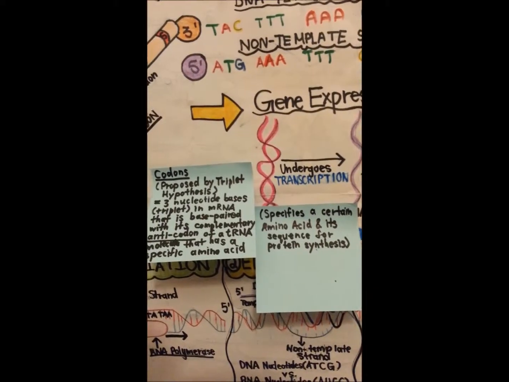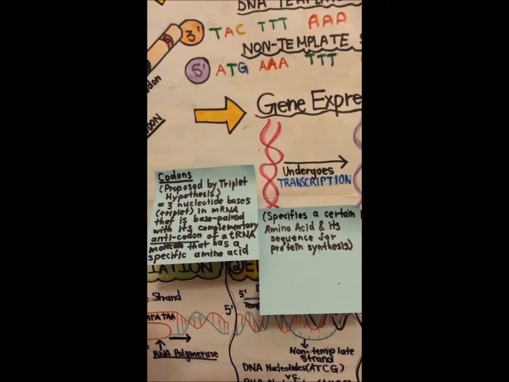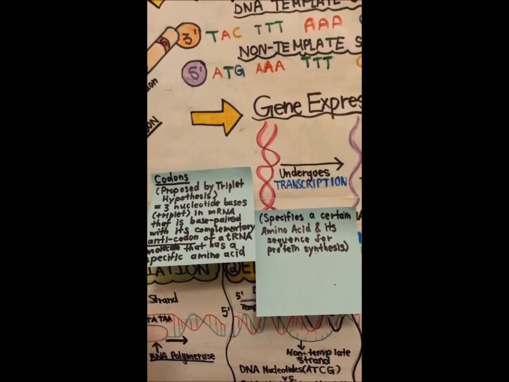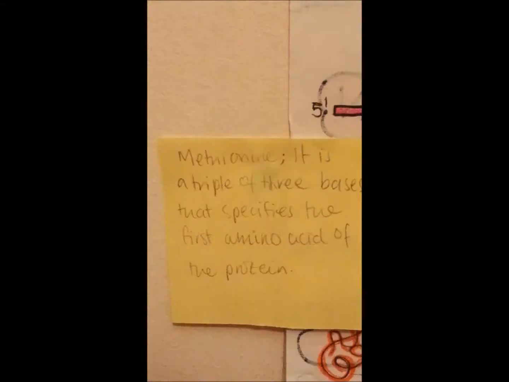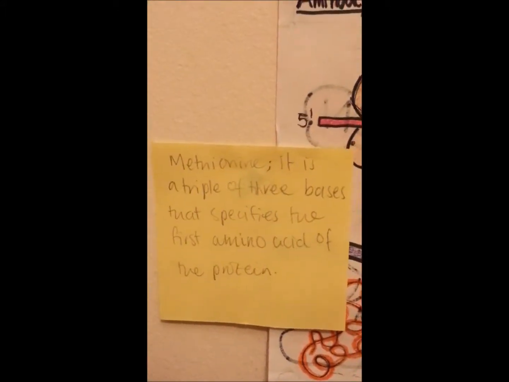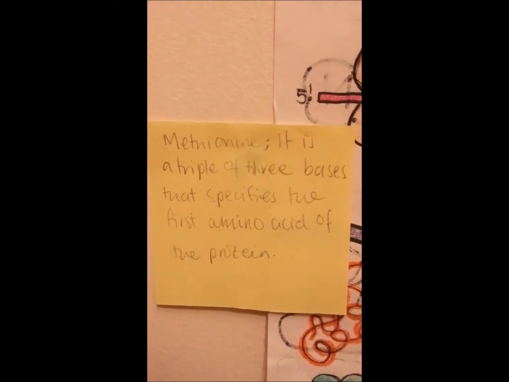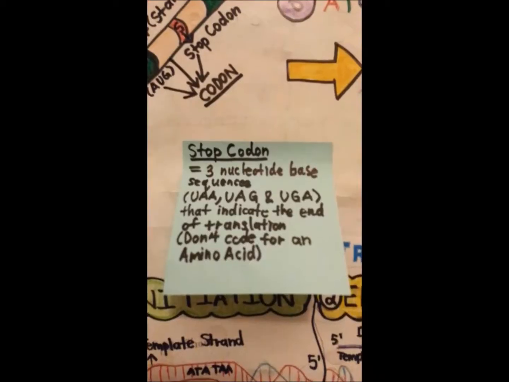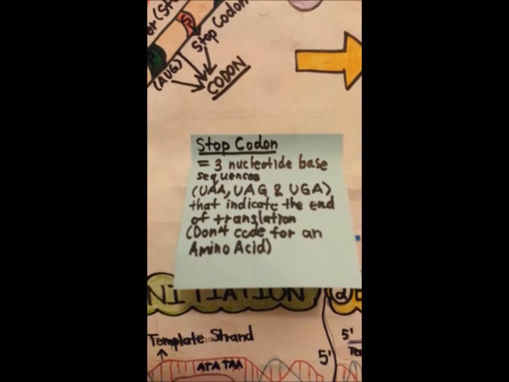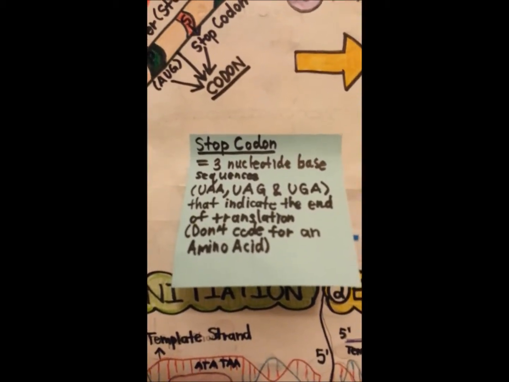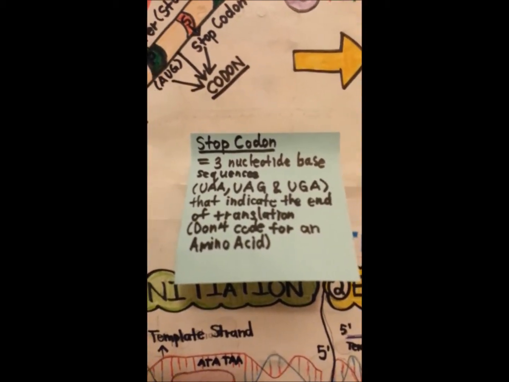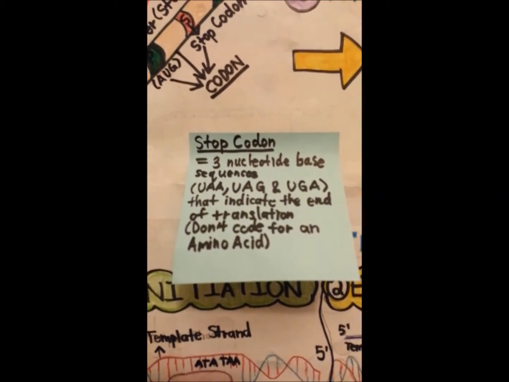It is a triplet of nucleotide bases in mRNA that is base paired with its complementary anticodon of a tRNA molecule. The promoter codon AUG acts as a start codon, which is a triplet of three bases that specifies the first amino acid of the protein, whereas its stop or termination codon UAA, UAG, UGA sends a signal that indicates the end of the translation of a protein.